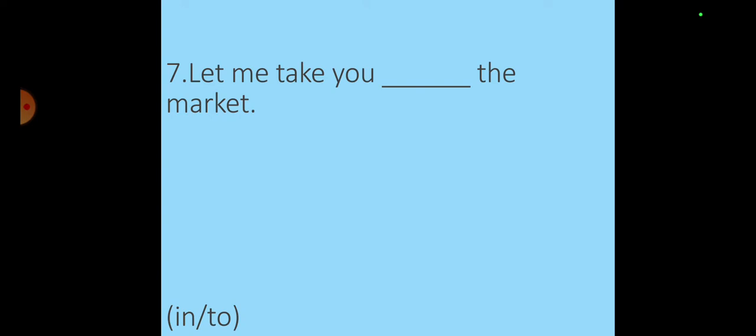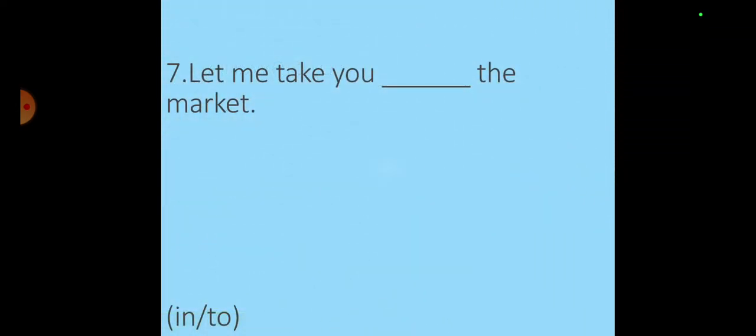So don't worry. Next, number 7, it is let me take you dash the market. In the market or to the market? To. To इस सेंस में यूज़ होता है viewers, going to the market, because someone is leading someone towards, okay? That is why in यहाँ पे suitable हरगिज़ भी नहीं है.